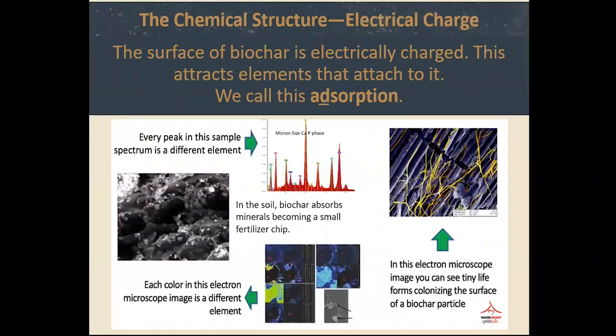If we look at the chemical structure of charcoal or carbonized material, it also has an electrical charge, which means it is able to absorb chemical and nutrient components. It can latch on like a magnet, and it can hold on to many things, such as nutrients that are needed for plant uptake.